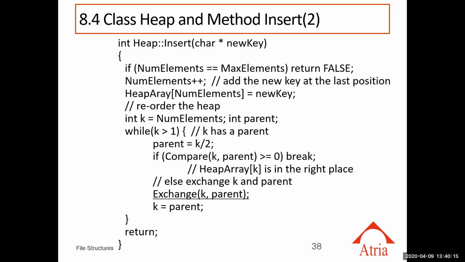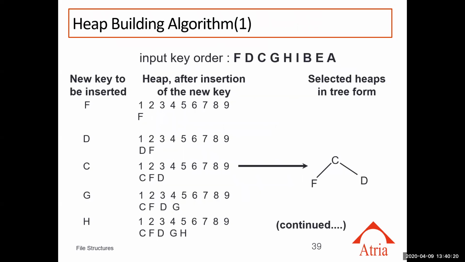So next is a simple example where we will be constructing the heap tree, using the same algorithm. The key order we are given as input is f d c g h i b e a. We have to sort it in sorted order using the heap sort.